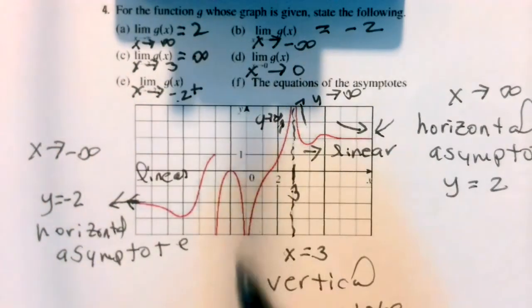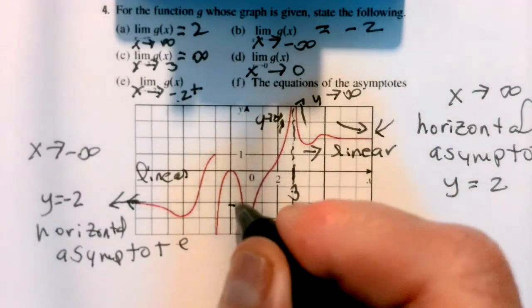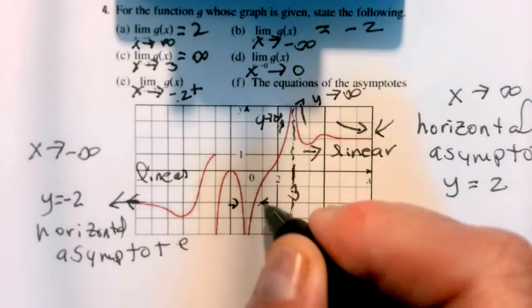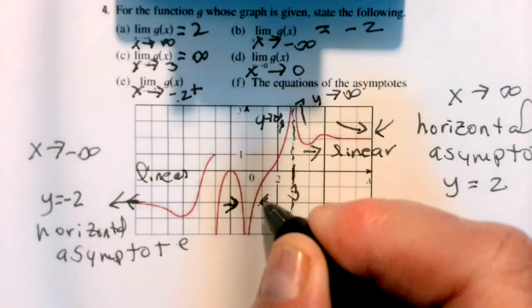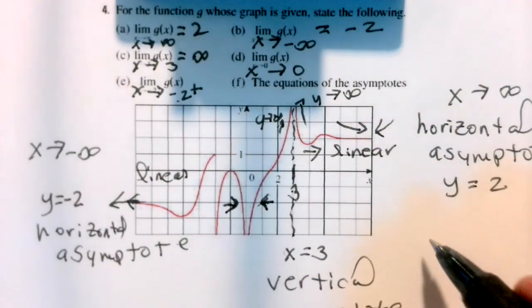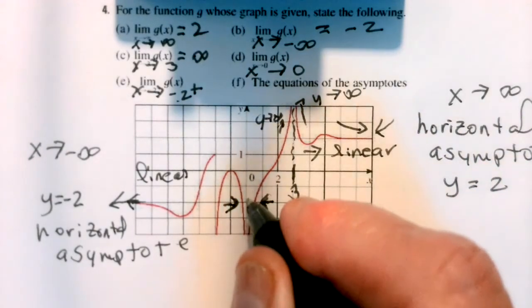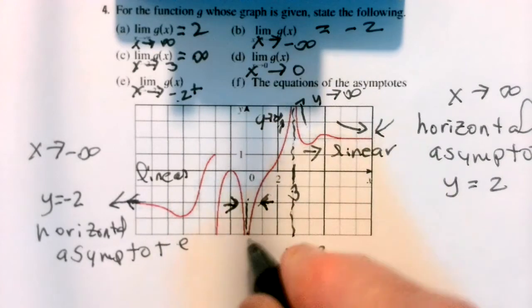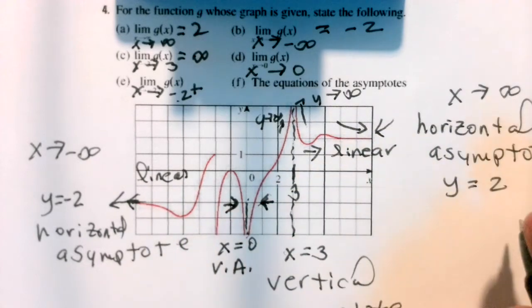Okay, and so then we look as x goes to 0. So here's one side and here's the other side. Now, what does that look like? Is it an asymptote? If so, what kind of asymptote? Well, it's a vertical asymptote. So that's at x equals 0. That's a vertical asymptote, and I'll just abbreviate VA.